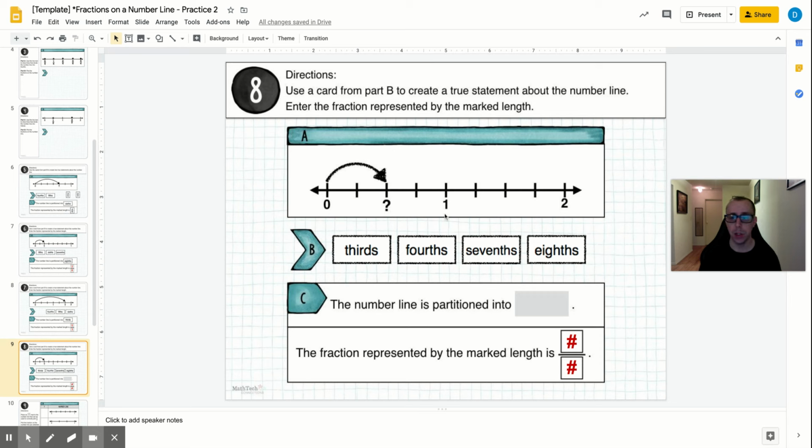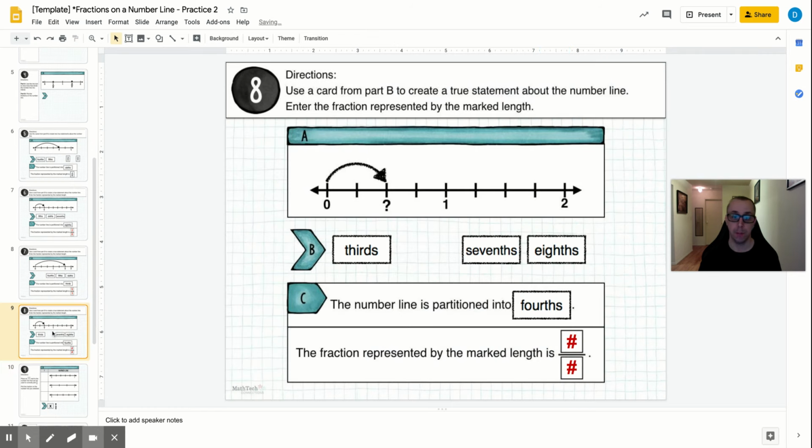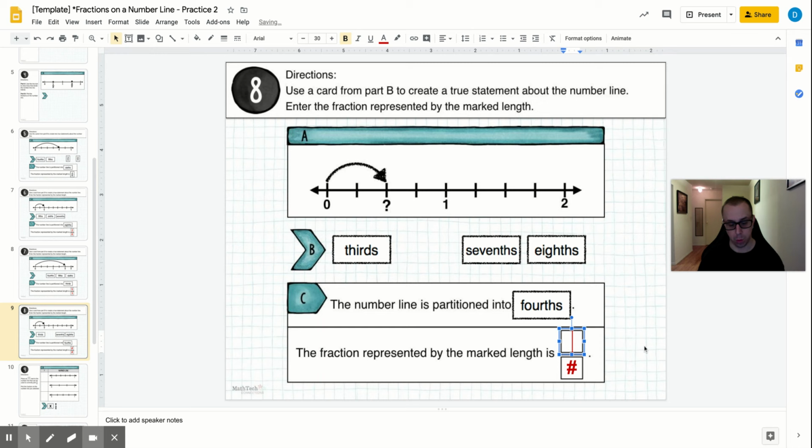The first thing I do is look for where is that 1. And now I'm counting the parts. 1, 2, 3, 4. We're dealing with fourths, not eighths like some people put. If you counted from here to 2, you count 8, but we need to stop at the 1. 1, 2, out of 3, 4, so 2 out of 4. So we're dealing with 2 fourths.